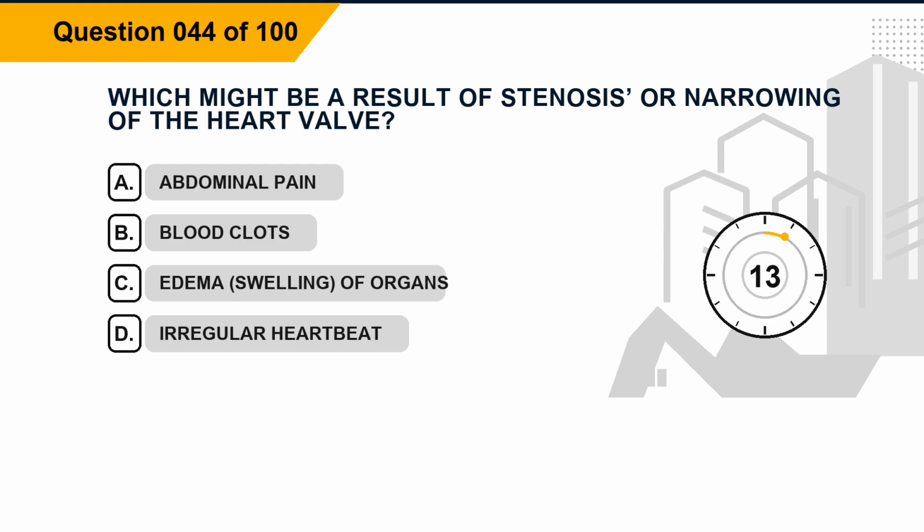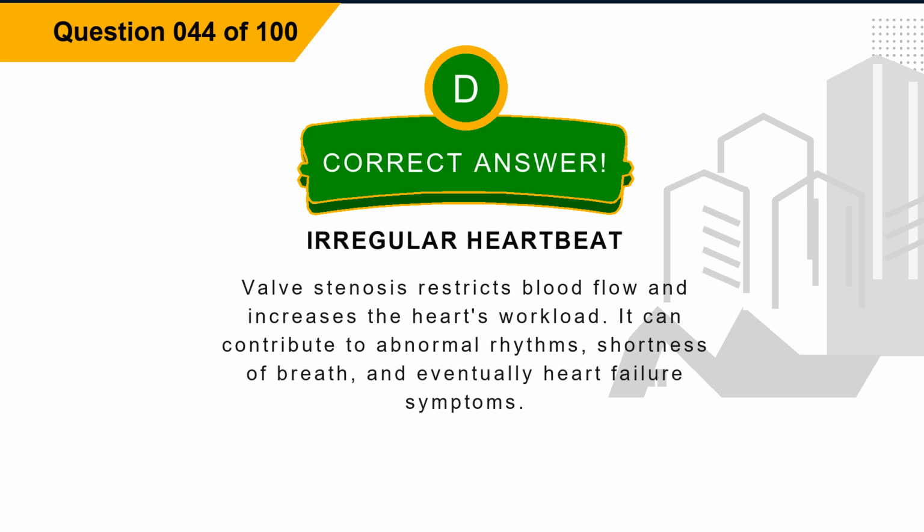Question 44. Which might be a result of stenosis, or narrowing of the heart valve? Option A, abdominal pain. Option B, blood clots. Option C, edema, swelling, of organs. Option D, irregular heartbeat. The correct answer is option D, irregular heartbeat. Explanation: valve stenosis restricts blood flow and increases the heart's workload. It can contribute to abnormal rhythms, shortness of breath, and eventually heart failure symptoms.